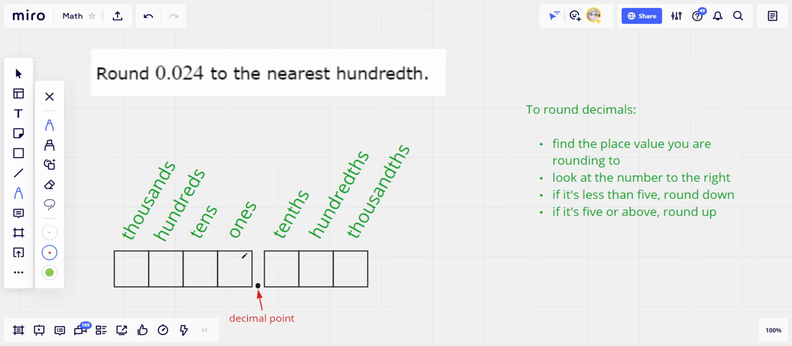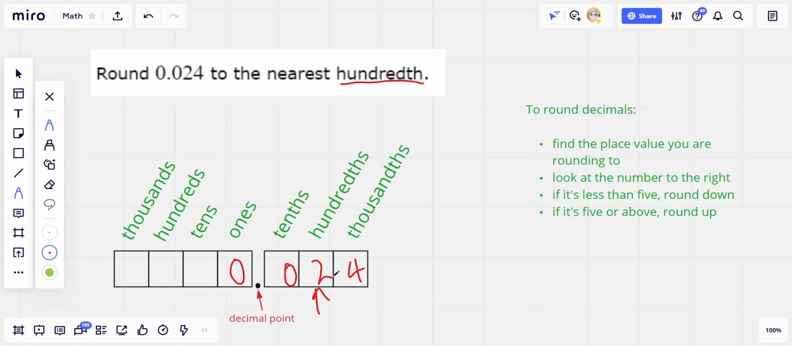So the 0 would go right before the decimal point in the ones, another 0 in the tenths, a 2 in the hundredths, and a 4 in the thousandths. Okay, so that's 0.024. Now, what we want to do is find the place value that we're rounding to. And this says round to the nearest hundredth. So hundredths right here. So this is the one we're rounding to.